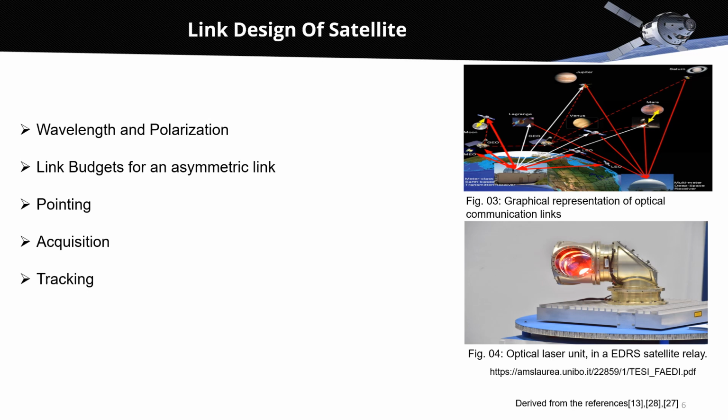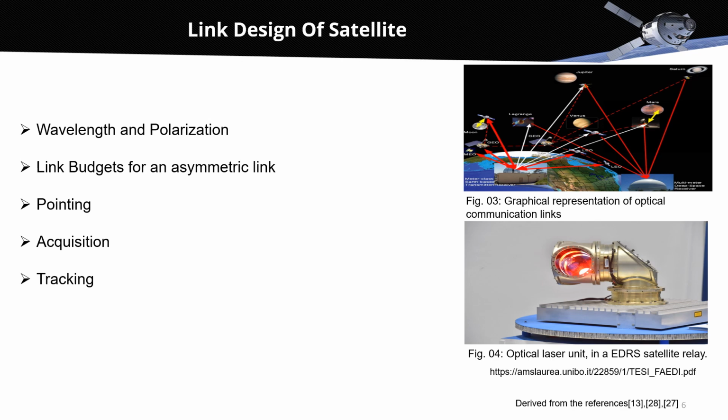The link budget for an asymmetric link: link budgets are indispensable tools for evaluating the overall system performance. Asymmetric links, where data rates differ between the uplink and downlink, necessitate careful budgeting. Balancing the power budget for both directions is vital to ensure reliable communication.